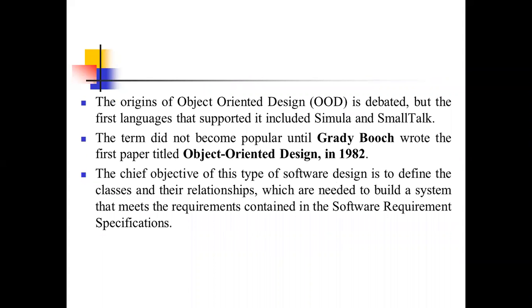The origin of object oriented design is debated, but the first languages that supported it included Simula and Smalltalk. The term did not become popular until Grady Booch wrote the first paper titled Object Oriented Design in 1982.